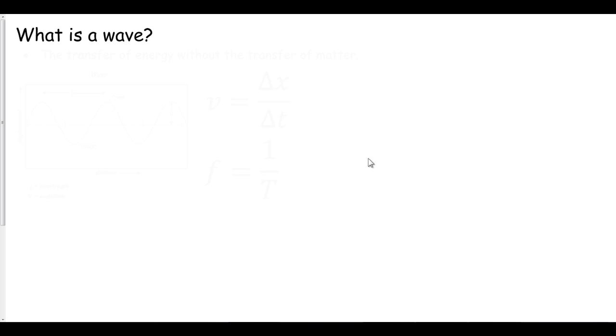Hello. In this lesson, we're going to talk about what a wave is and what waves have to do with light. Let's first start by defining what a wave is. A wave is a transfer of energy without the transfer of matter. The way this works is we cause a disturbance in some medium, and we're able to transfer the energy from that disturbance to another location without actually having to move the matter itself.